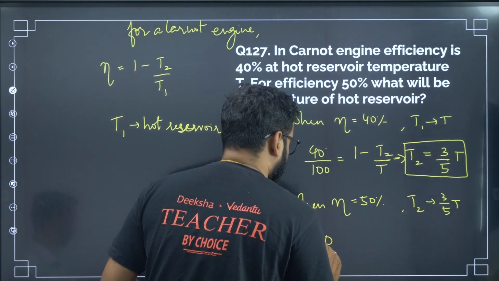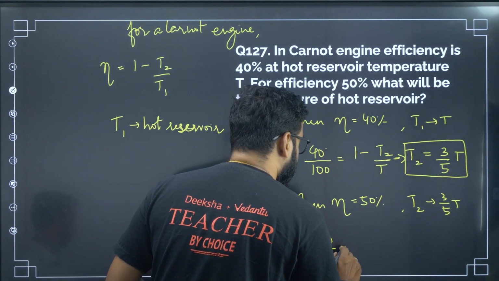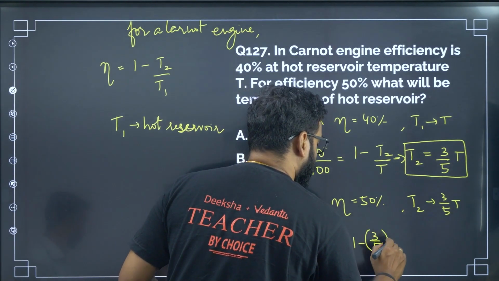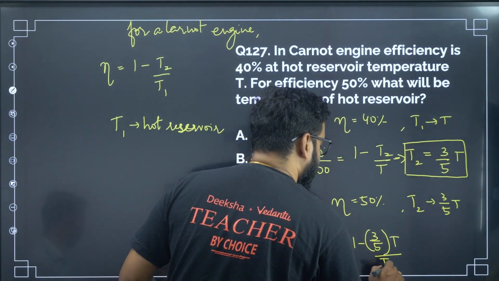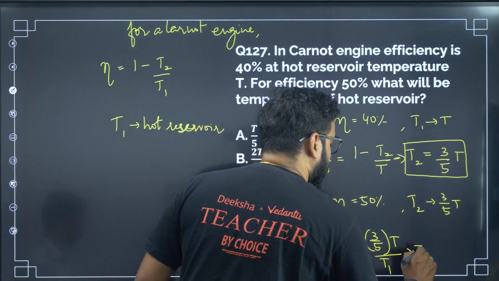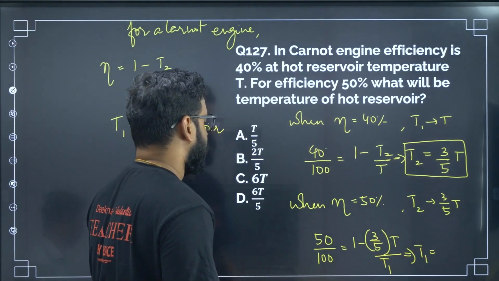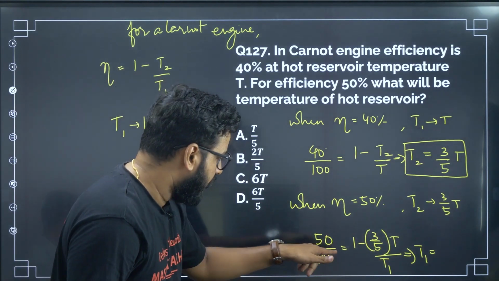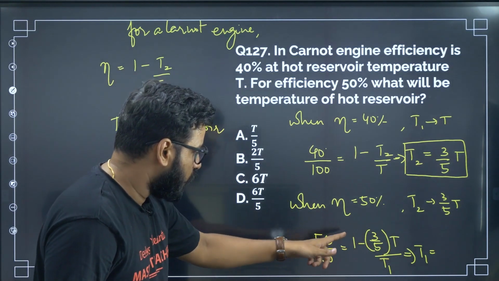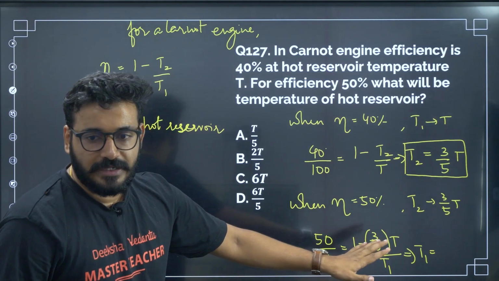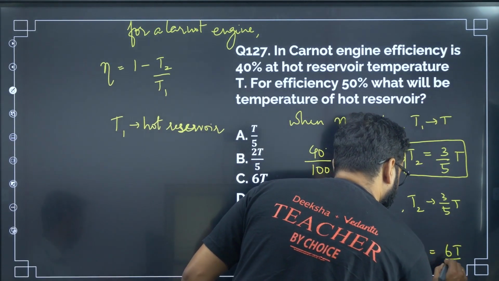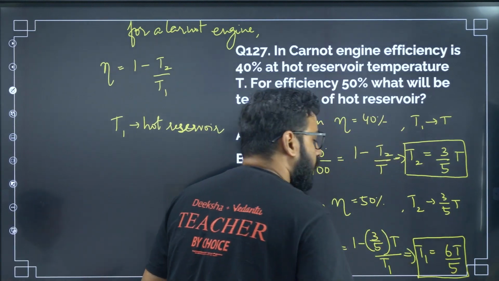So 50 by 100 is equal to 1 minus 3 by 5 into T whole divided by T1. So you have to crack T1. Ultimately, what is the T1 answer? If you just calculate this, 1 by 2 and there is 3 by 5, cross multiply, and ultimately you will definitely get 6T by 5 as the answer. You can work out all the calculation yourself.